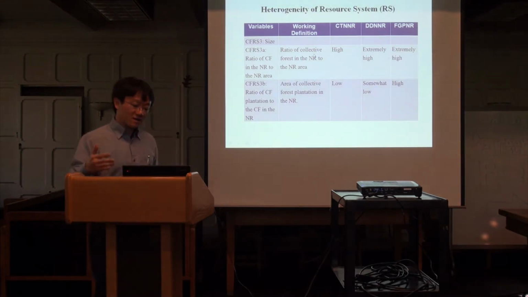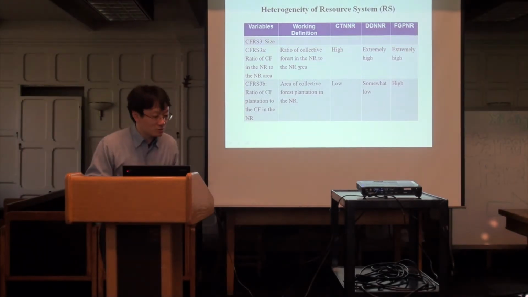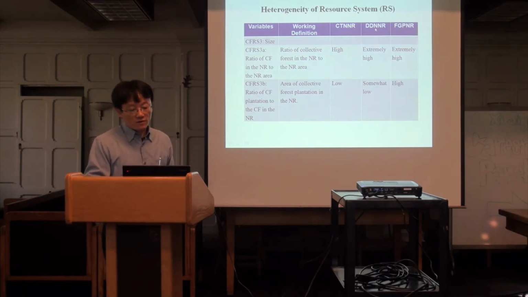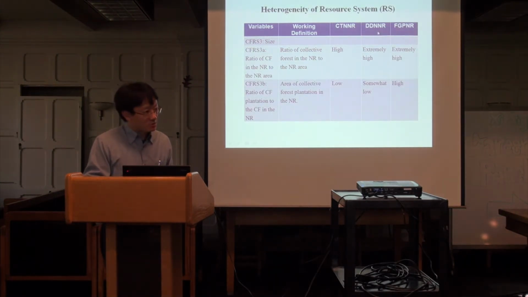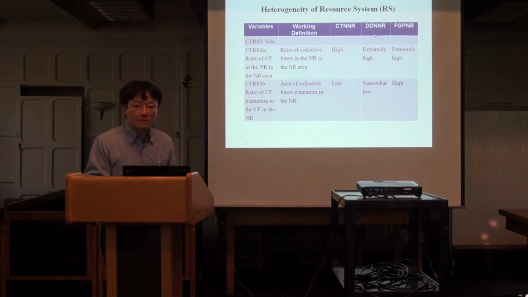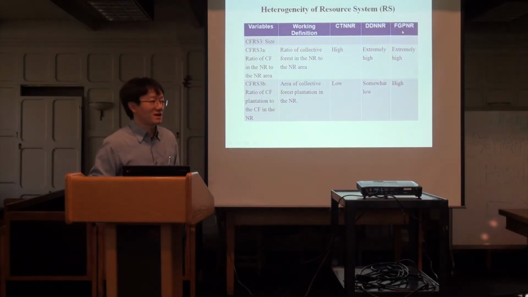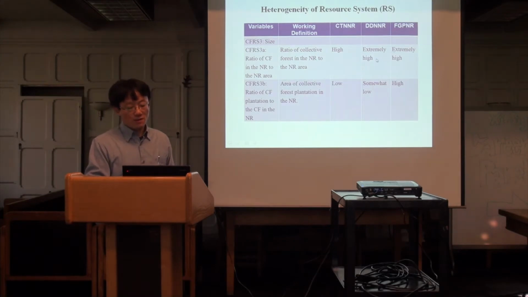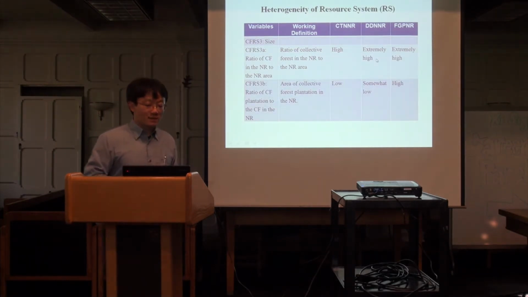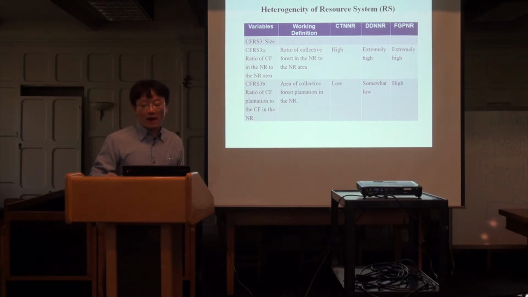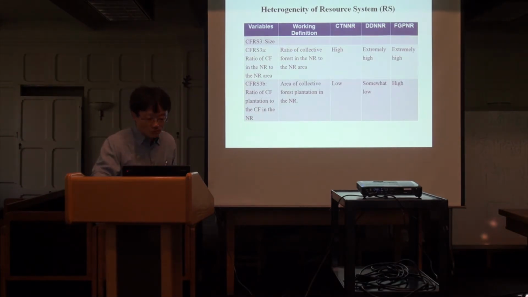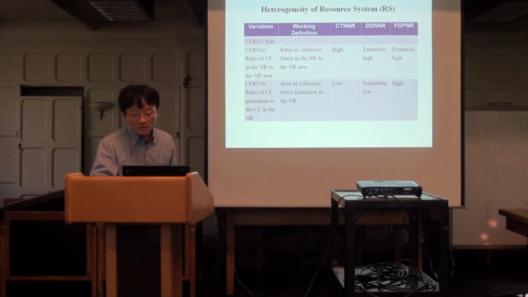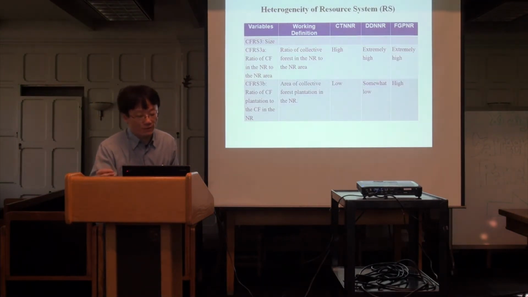The ratio of collective forest in the nature reserve to the nature reserve area for these two nature reserves, this one is somewhat of a conflict, and this one is a very serious conflict, is extremely high. And what's worse is that the ratio of forest plantation in the nature reserve for this conflict nature reserve is very high.